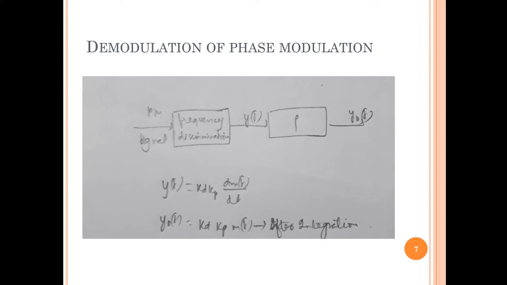Now, next, the demodulation of phase modulation. Here in the input, you can see a phase modulated signal which travels through a frequency discriminator. After that, we get the output y(t), and after that, we integrate it to get the demodulated signal. Now, below you can see y(t) is equal to kd into kp into dm by dt. Now, here kd is the discriminator constant, and kp is the phase modulation constant. Now, after integration of y(t), we get kd into kp into m(t), which is the required demodulated signal.